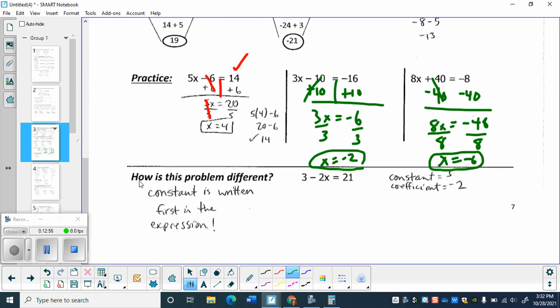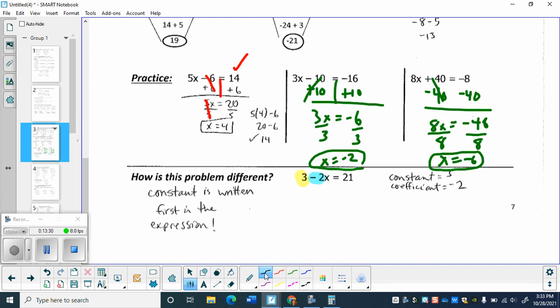All right, so how is this problem a little bit different down here below? The only reason this is a little bit different is because I've got the constant written first in the expression. But if I were to give you guys this all the way back on the first page of the unit, and I had to ask you guys, like, what's the variable? You would say x. If I said, what's the coefficient? You would tell me this -2. So I'm going to, let me see if it'll let me highlight here. The -2 is my coefficient. X is the variable. And this number all by itself is the constant.